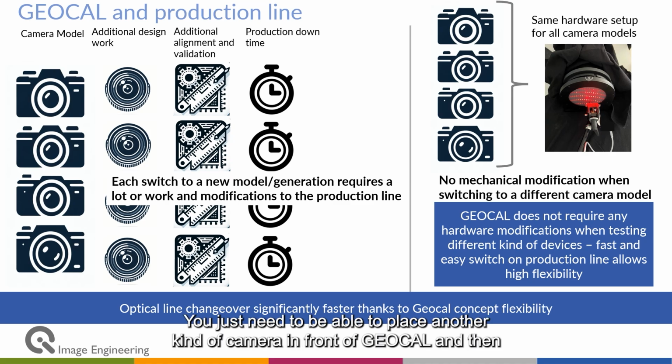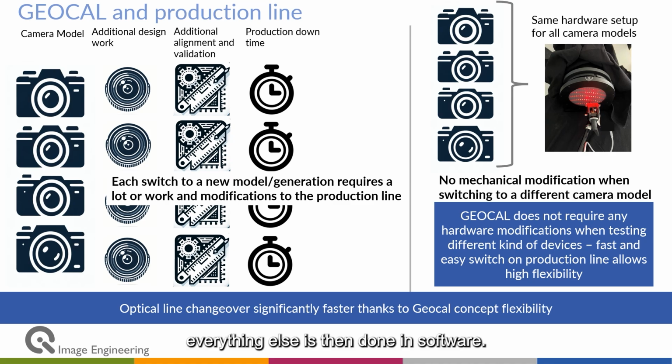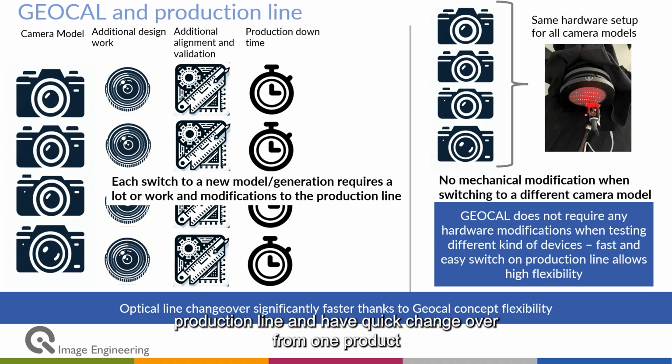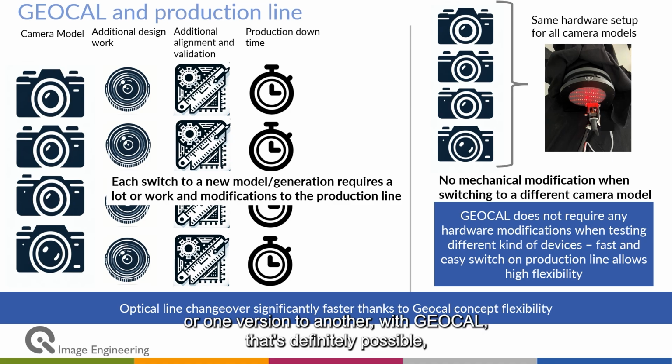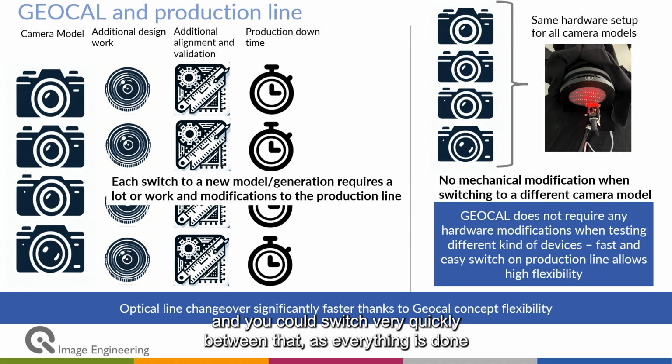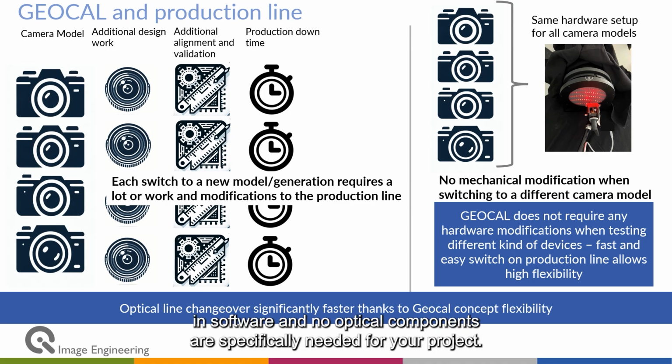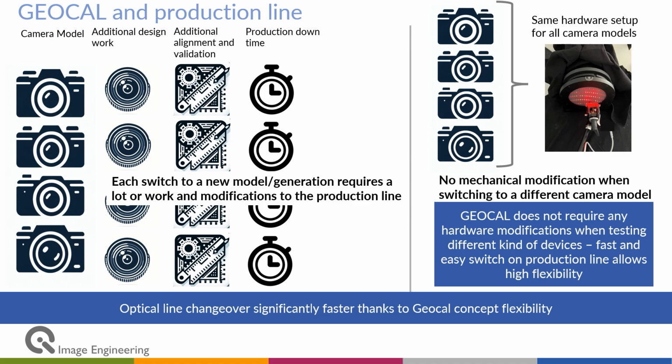You just need to be able to place another kind of camera in front of GEOCAL. Everything else is then done in software. The hardware stays the same. So if you want to have a highly efficient production line and quick changeover from one product or one version to another, with GEOCAL that's definitely possible. You can switch very quickly, as everything is done in software and there are no optical components specifically for your project.